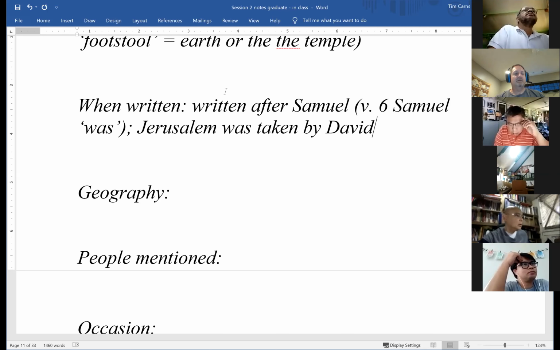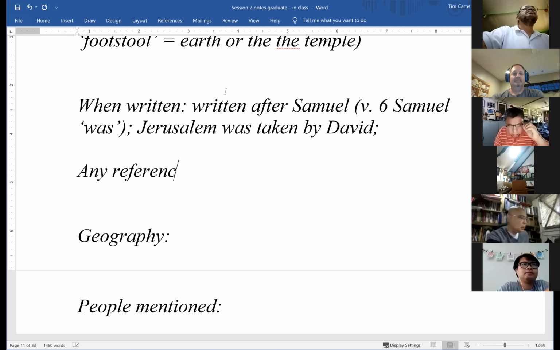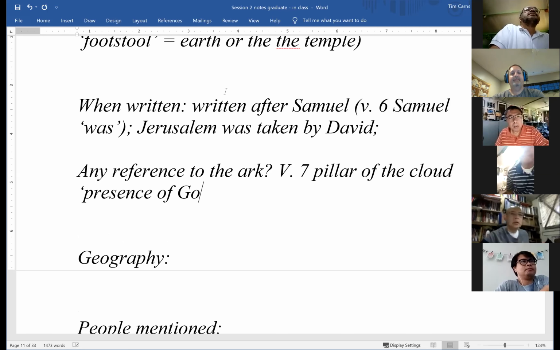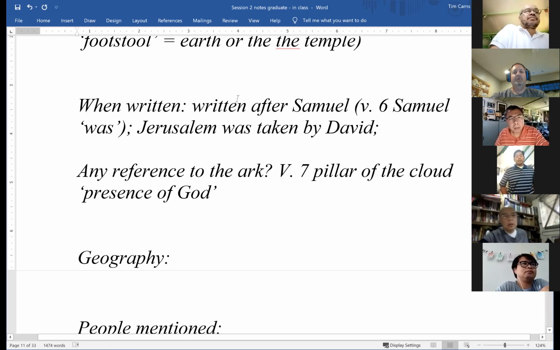Do you see anything in this psalm that might be a reference to the ark? Pastor Tim, verse 7, in the pillar of the cloud, he spoke to them. Okay, verse 7, he mentions the pillar of the cloud. Now, what does that remind us of? It's the presence of God. When and where? In the tabernacle. Okay, the tabernacle located where?